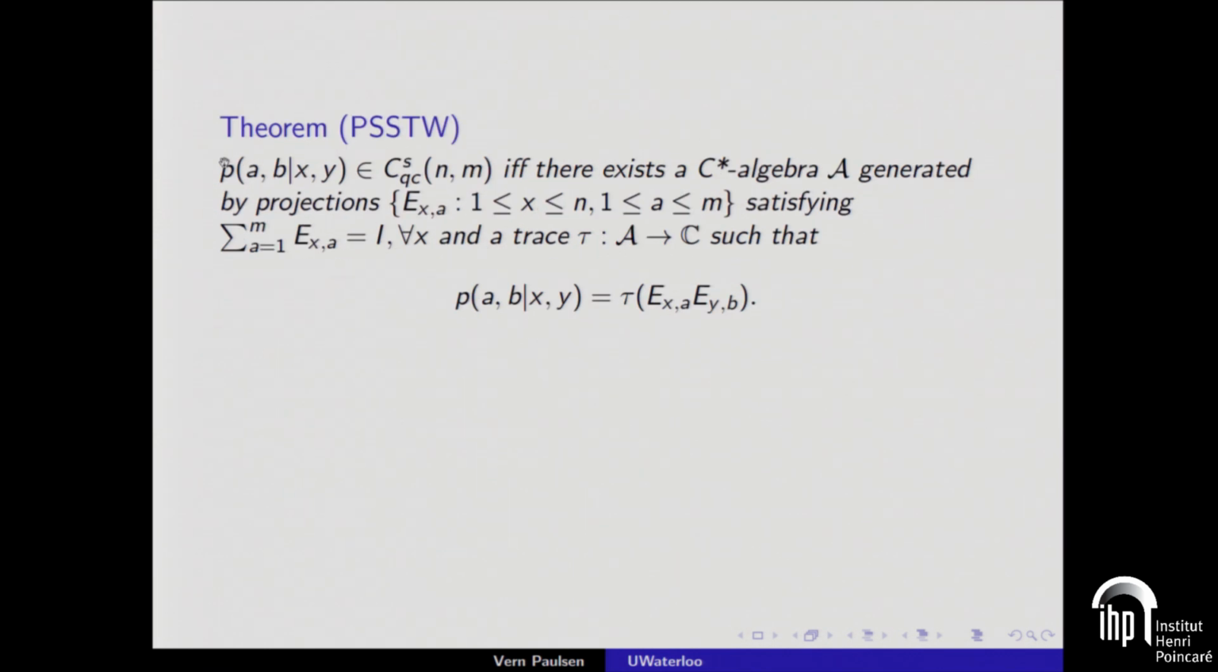And the lovely thing is, these are exactly the correlations that come from traces on algebras. So this was proved in a paper with Severini, Stark, Todorov, Ivan, and Andreas Winter. If you just know that a density satisfies this synchronous condition, then necessarily there's a C-star algebra generated by projections. You can think of these as Alice's projections, and you can forget Bob's projections in a sense. They have to sum up to the identity, just like in the original setting. But now to get the correlation of x y given an a and a b, it's just the trace of the product of the projections.